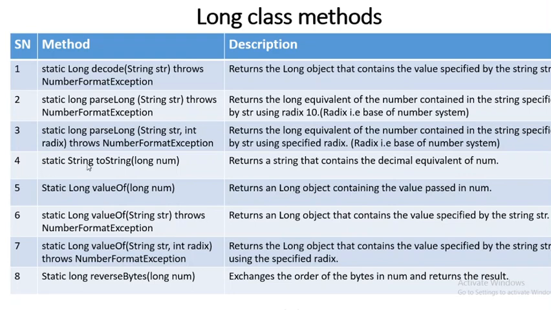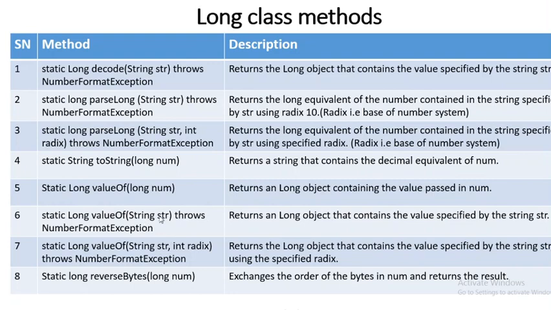Next, fourth. Return type is String, toString method. In the argument you can specify a long number, so this long number will be converted to a string. Long object, name of the method valueOf, argument is a primitive long type. So this primitive long number will be converted into a Long object. This is a boxing method.